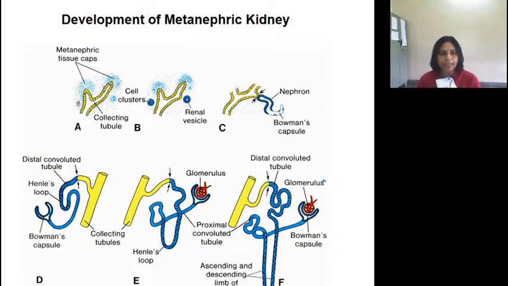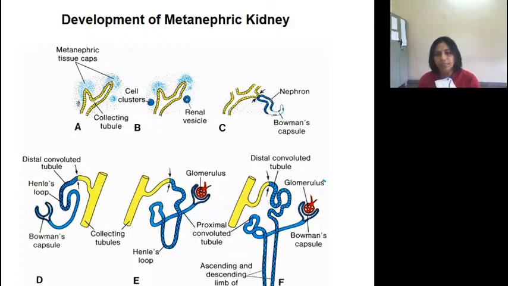Finally here, the ureteric bud, the collecting tubules are capped by the metanephric blastema. So this renal tissue, the metanephric clusters, will give rise to the renal vesicle, which will be giving rise to the nephron. So up to which part of the nephron?